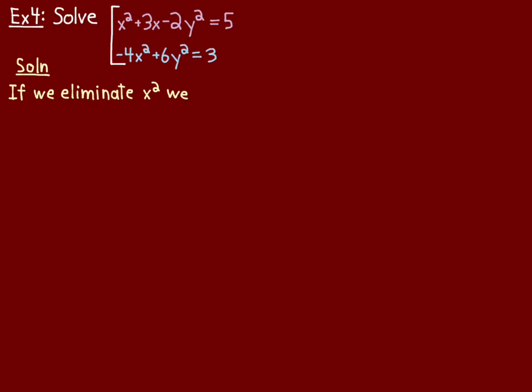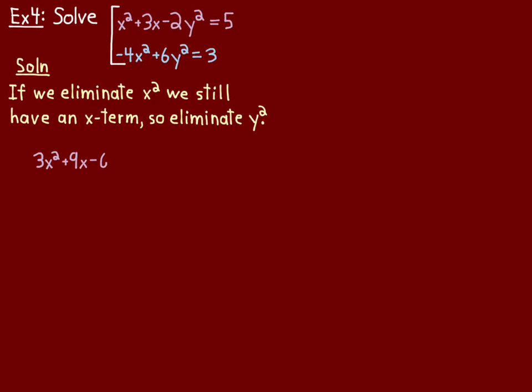Example number 4. Solve the system of two equations, x squared plus 3x minus 2y squared equals 5, and minus 4x squared plus 6y squared equals 3. So if we eliminated the x squared, notice that we still have an x term remaining. So we'll still have an x and y in the resulting equation. So instead we eliminate the y term, since there's only one of those in each equation and they're both y squared.